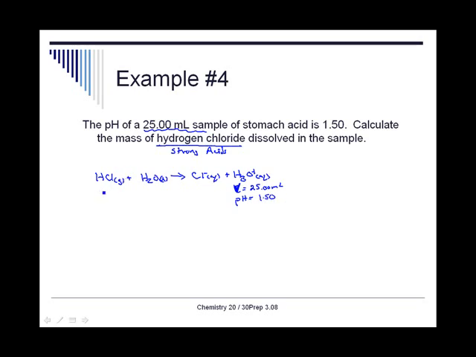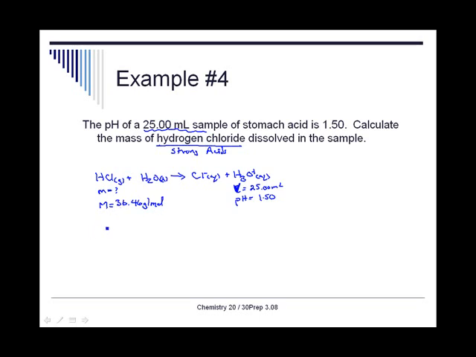They want the mass of hydrogen chloride. So there's what we're trying to find. Since we're looking for mass, we only have one formula with mass, so we need molar mass as well. The molar mass of hydrogen, 1.01, plus the molar mass of chlorine, 35.45, so our molar mass is going to be 36.46 grams per mole.